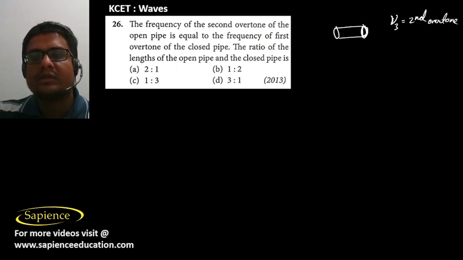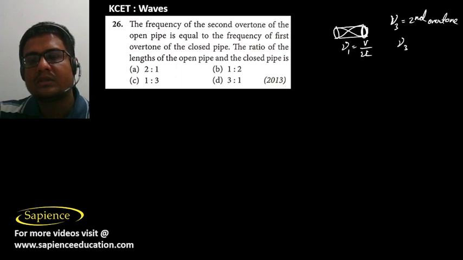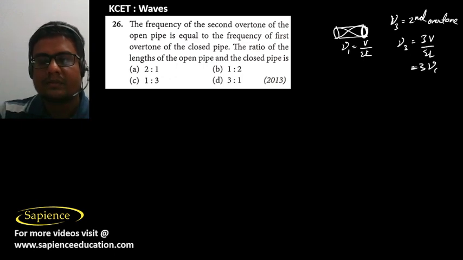So here we know that when we have open end organ pipe, we have nu 1 that is equal to V by 2L. So nu 3, the third harmonic, that is the second overtone, that is equal to 3V by 2L. So that is 3 into nu 1. And that is equal to the frequency of the second overtone, that is equal to the frequency of the first overtone in the closed pipe.